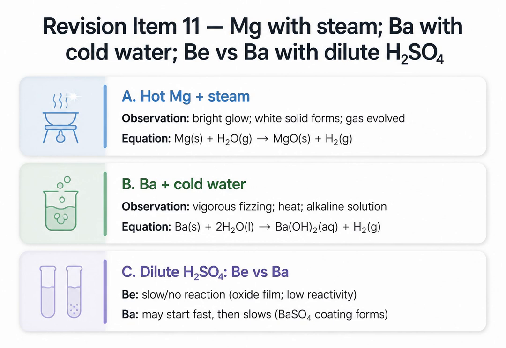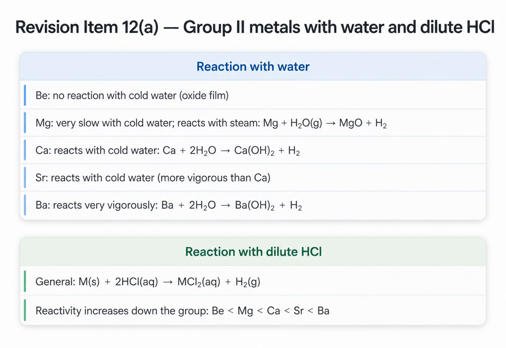Finally, comparing beryllium and barium with dilute sulfuric acid, beryllium reacts very slowly or not noticeably because it is protected by an oxide film and is less reactive. Barium is intrinsically very reactive, but the reaction can slow down because insoluble barium sulfate forms a coating that blocks the acid.